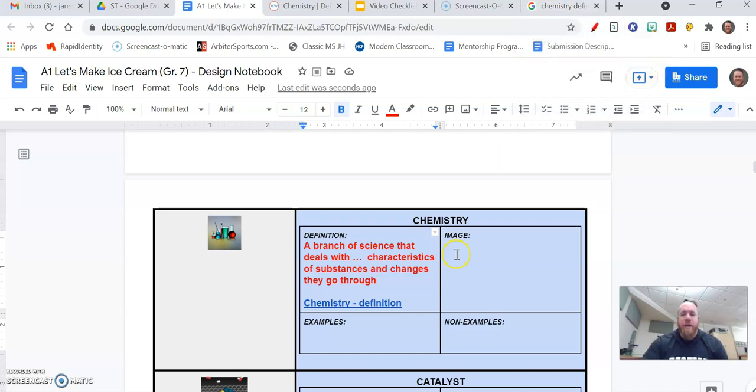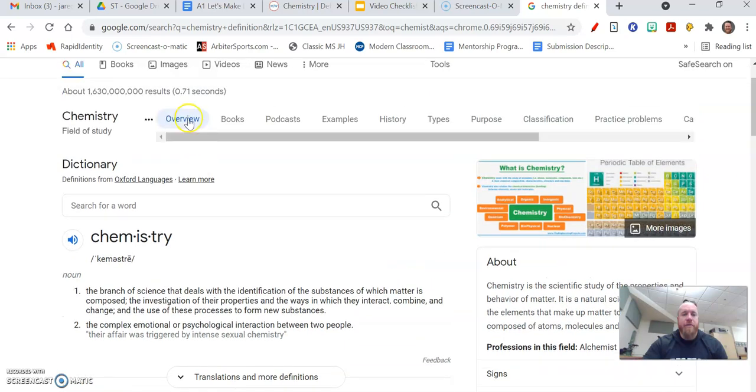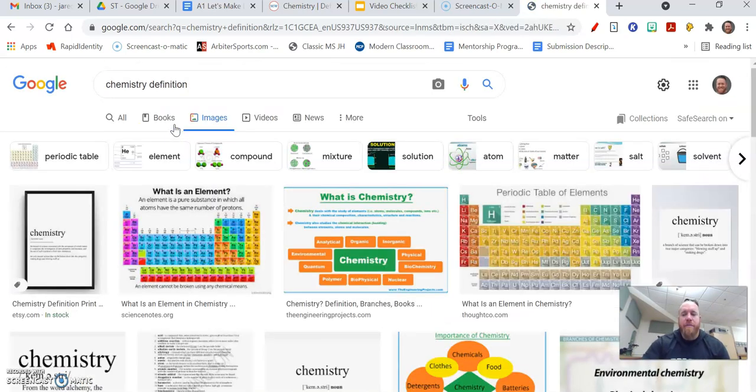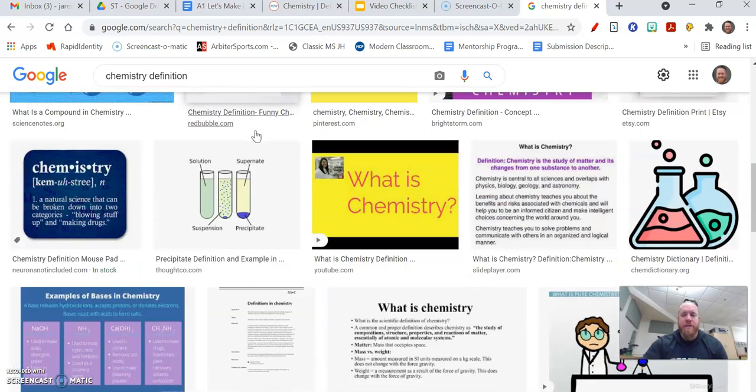So now I want to find an image. If I go back to my chemistry definition from Google here, I can just choose images up at the top. This should be a picture that helps me understand a little bit of what chemistry is. There's a lot of words on these, not many pictures. Oh, this one right here, I kind of like this picture. I could use that picture.